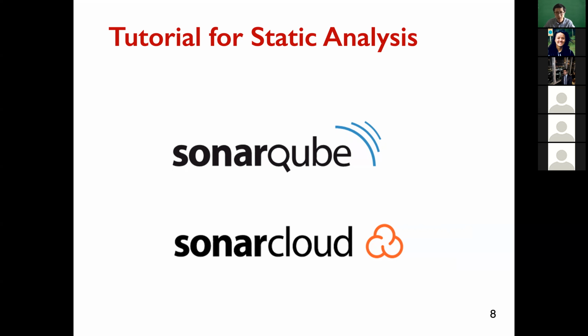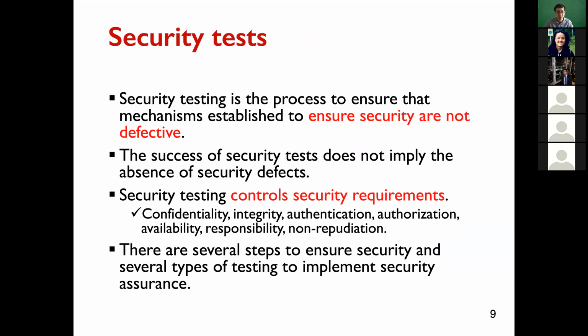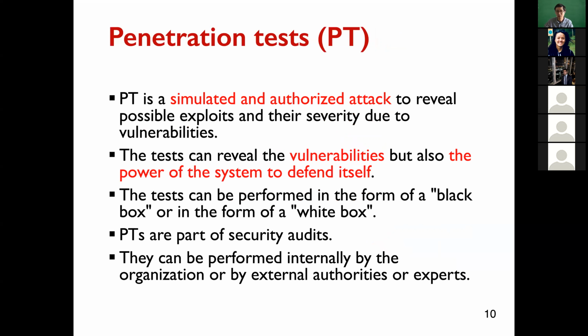Another strategy to find vulnerabilities is security testing. In particular, we talked about penetration testing, which is the most important way to test the security vulnerabilities of a system. So what is penetration testing? Penetration testing is a simulated and authorized attack to reveal possible exploits and their severity due to vulnerabilities. It's like a hacker attack, but it's authorized, so we attack the system by ourselves.